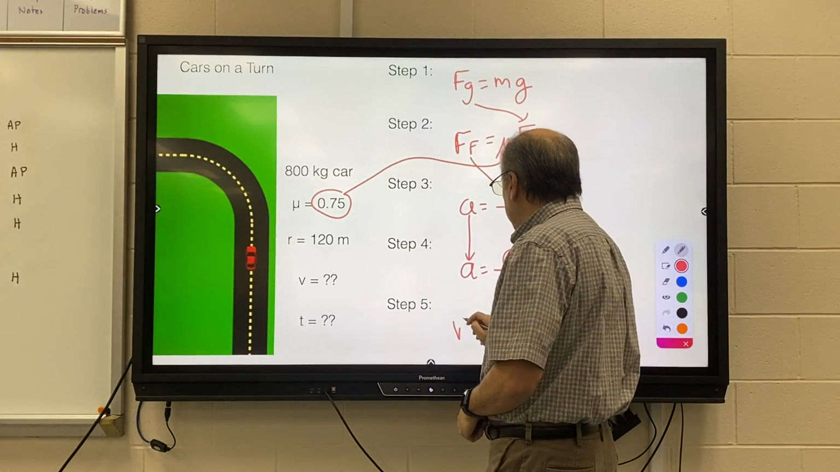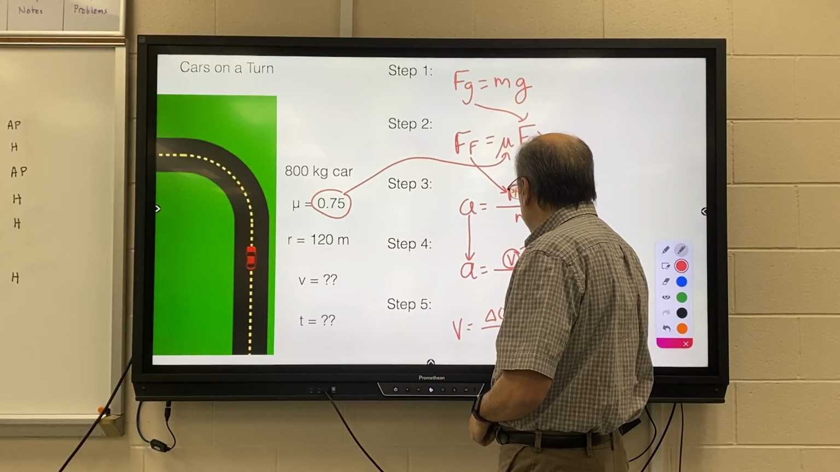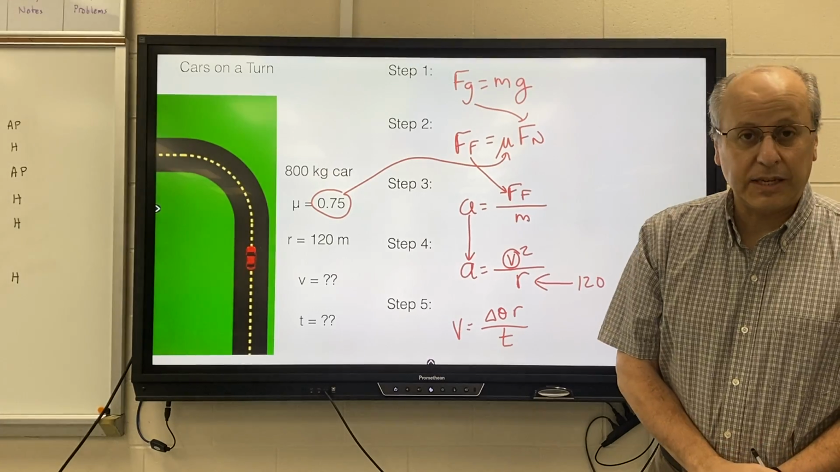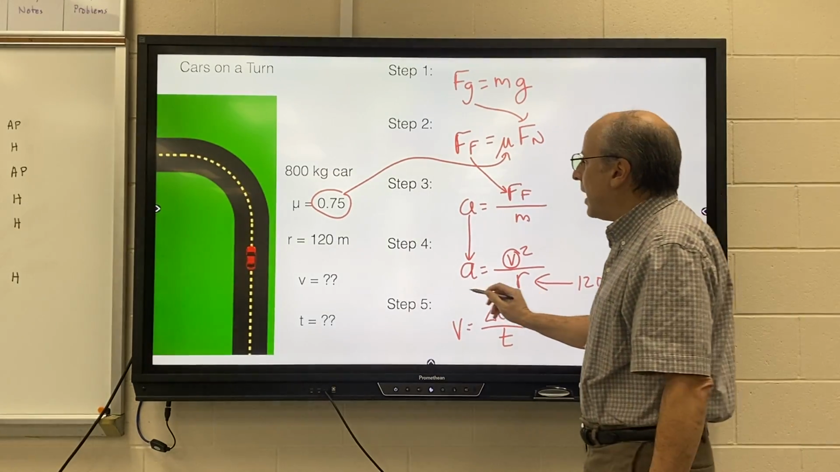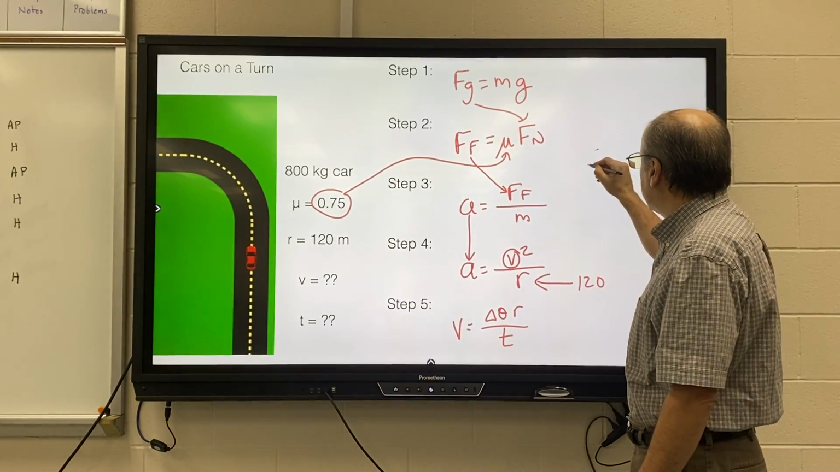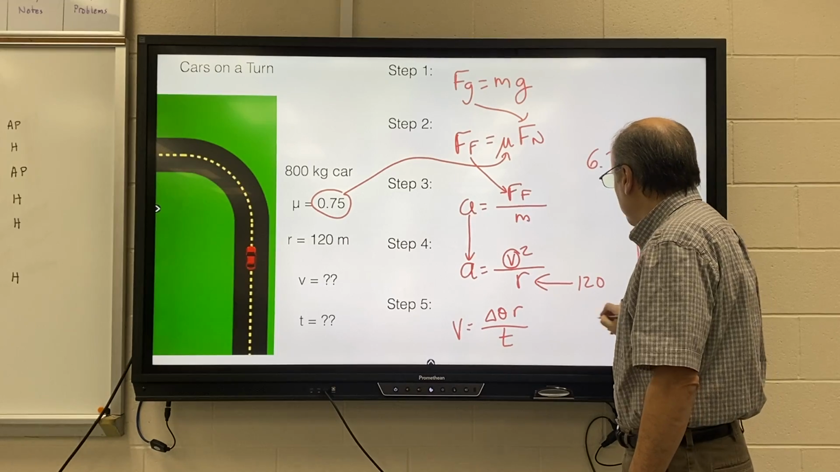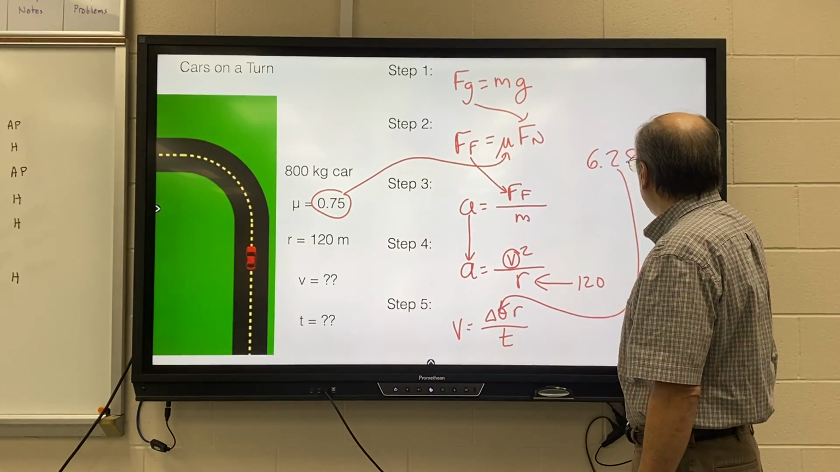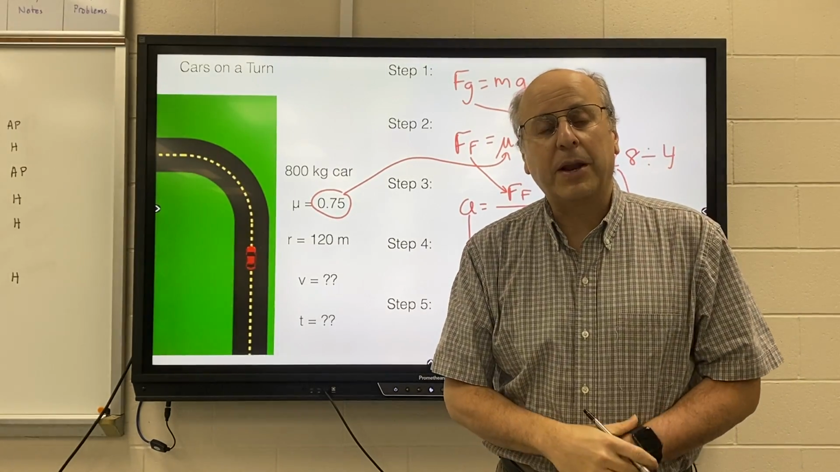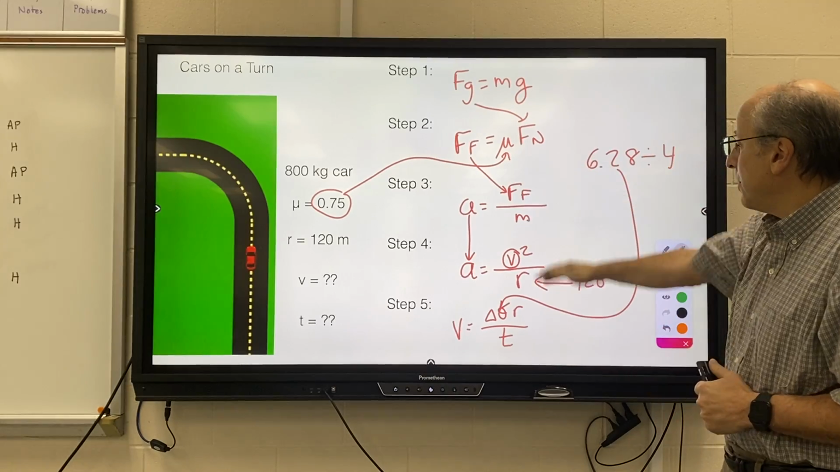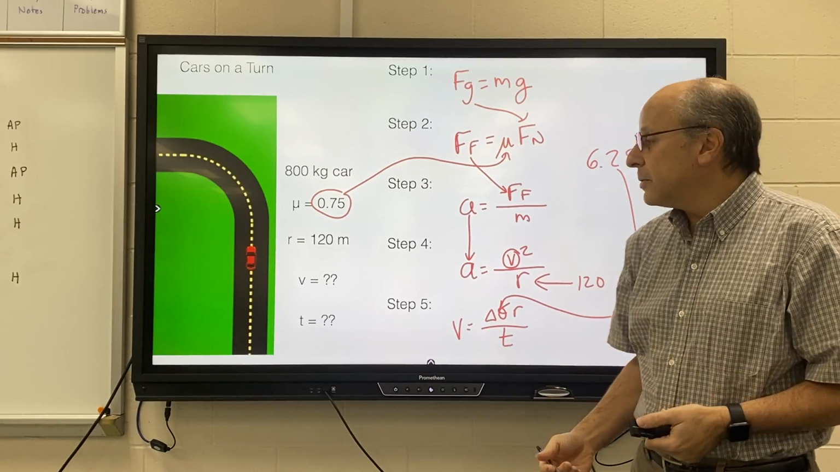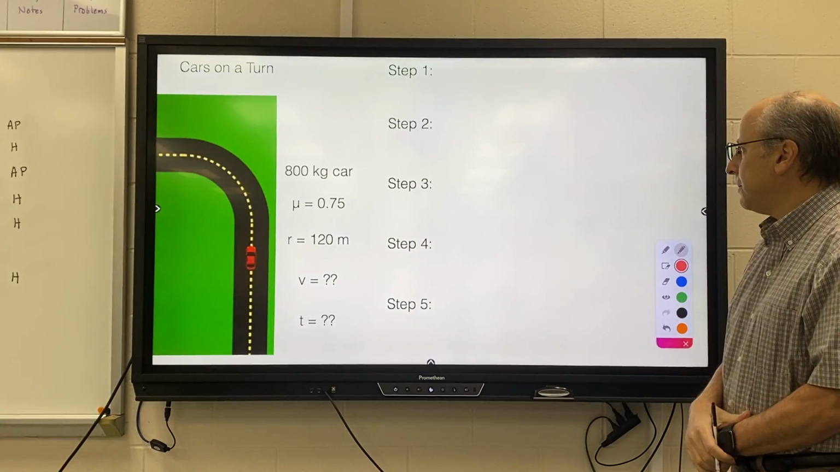Once we have that velocity, maybe we want to know how much time it's going to take us to navigate the turn, so we can use this last equation. Note that we're not going around a full circle. We're only going around a quarter of a circle. So instead of using 6.28 as our delta angle, we're going to divide that by 4 before we plug it in. Other than that, you shouldn't have any problem. These are all formulas we've used before. You're just stringing them together to find the maximum speed to go around the turn.